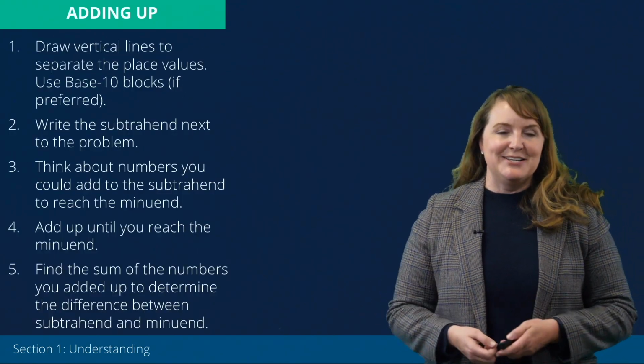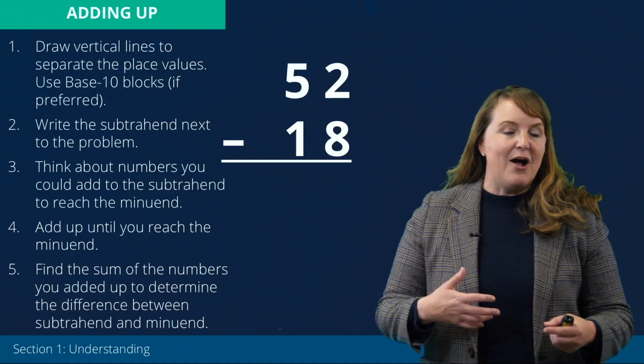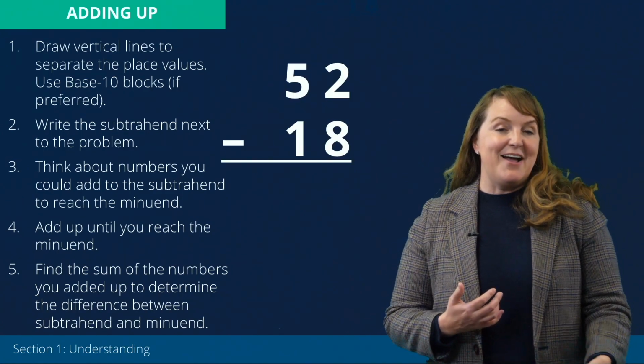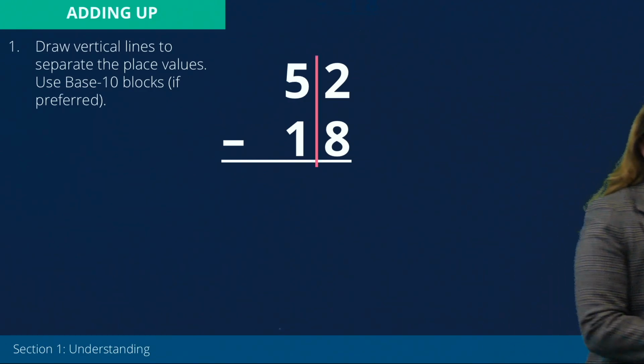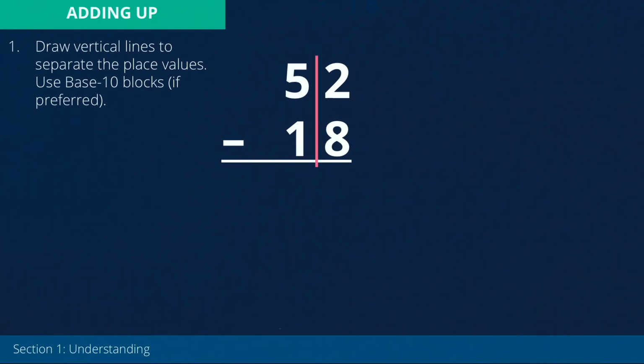So what might this look like? Let's think about how we could help students add up a problem, 52 minus 18. So the first thing we're going to do is draw some vertical lines there to separate the place values. And if you want to use base 10 blocks here, you can. I am not going to on this example. Or I am going to, but you're going to see them in just a minute.